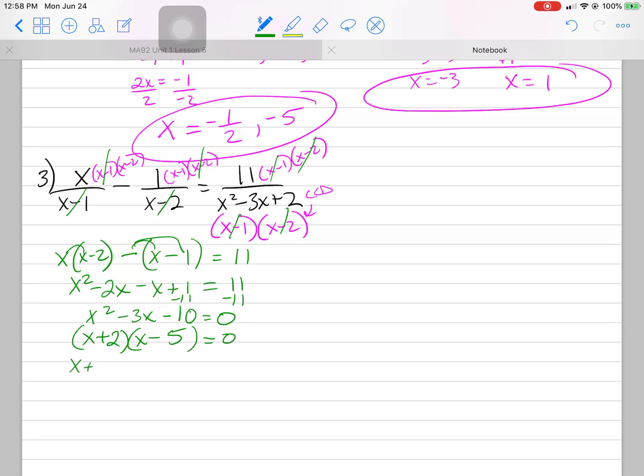And that's going to mean that my answers are -2 and a positive 5. And I look back up here, and -2 is okay. It'd be a positive 2 that would be a problem, so I'm good with that one.